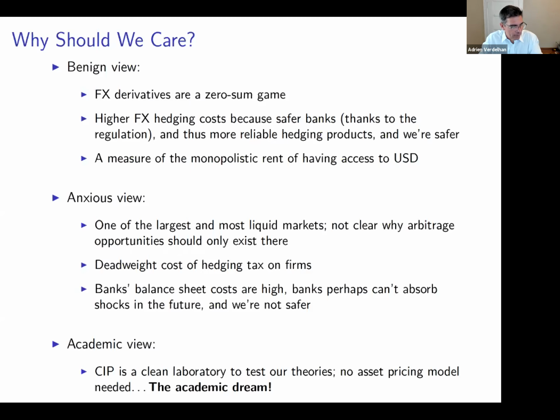As I showed you at the beginning, this is one of the largest and most liquid markets in the world. If you find an arbitrage opportunity in the most liquid market in the world, then there should exist many, many more elsewhere. It's just that we don't have the tools to define them so precisely. We need assumptions, so we're not totally sure that there are arbitrage opportunities. But of course, if they're there, there's no reason they are not elsewhere.